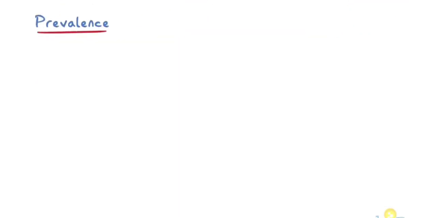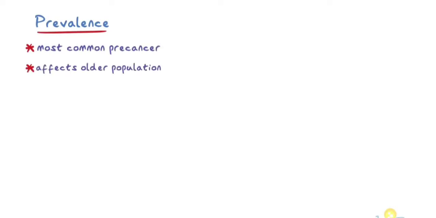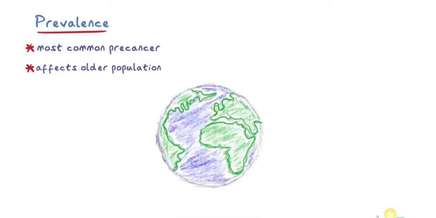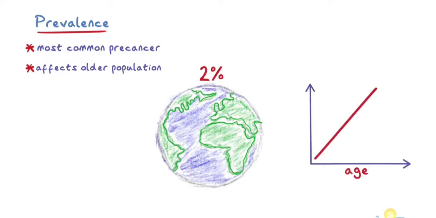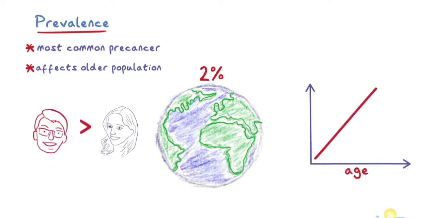This lesion is the most common precancer and usually affects the middle-aged and the older population, with the majority of the patients older than 40 years. Worldwide prevalence of leukoplakia is believed to be around 2% and it increases with age. It was known to have a higher male predilection, but is now seeing a shift with a nearly equal number of women being affected.